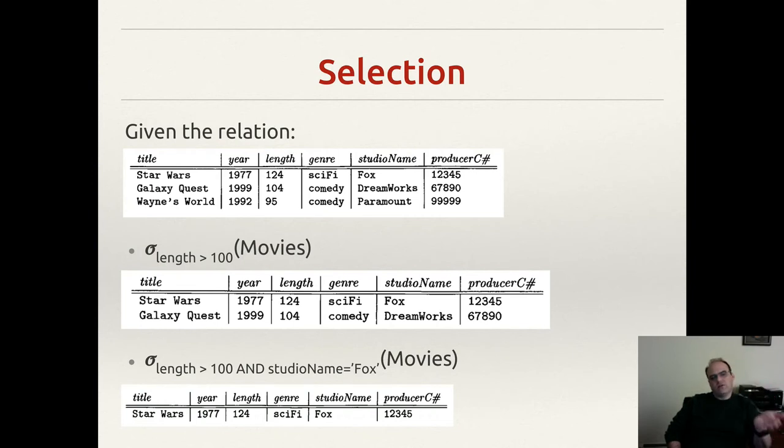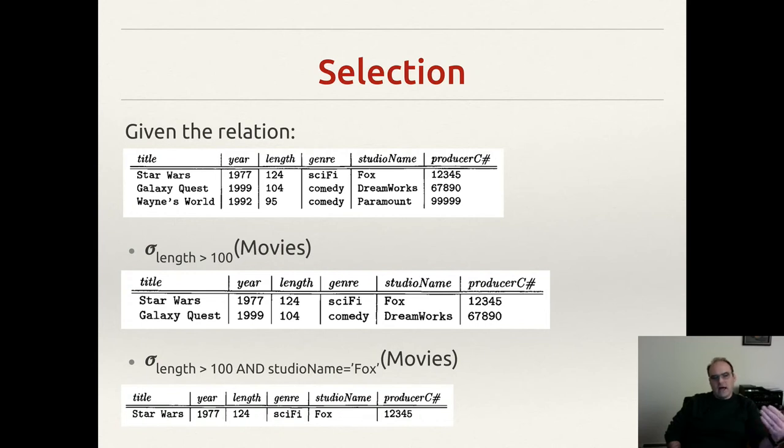And notice here that the syntax is that we have the selection, and then we have the criteria, and then we have the relation in parentheses, right? So that's what we're looking at. And now we have a second one below where we add a second criteria. So we have length is greater than 100 and studio name is equal to Fox.